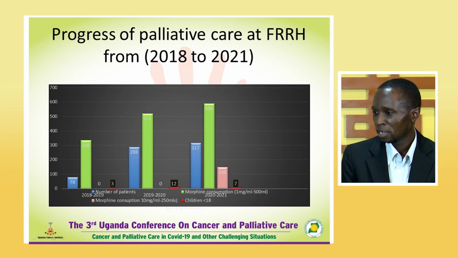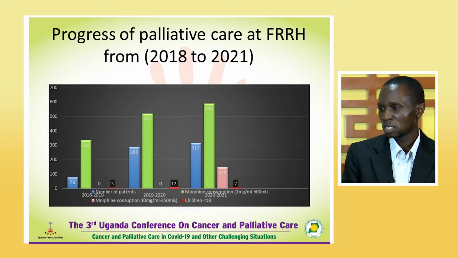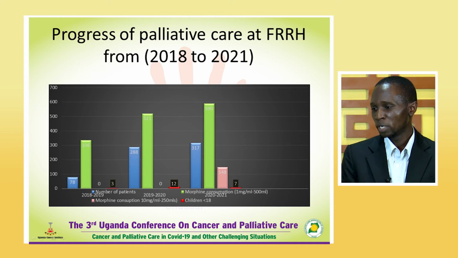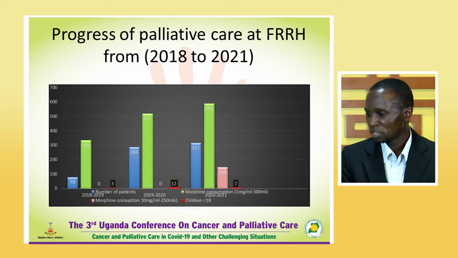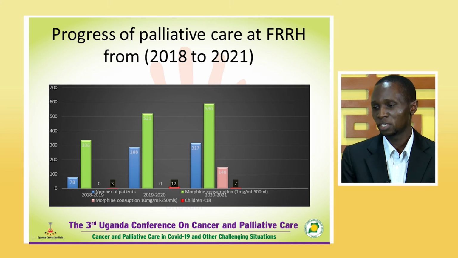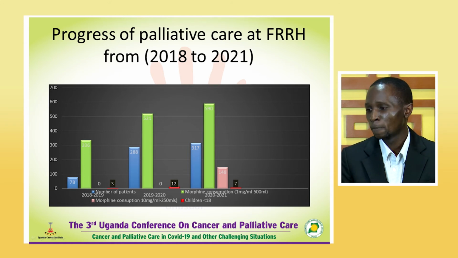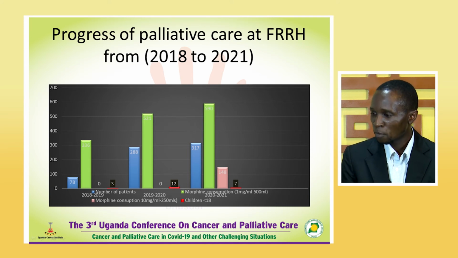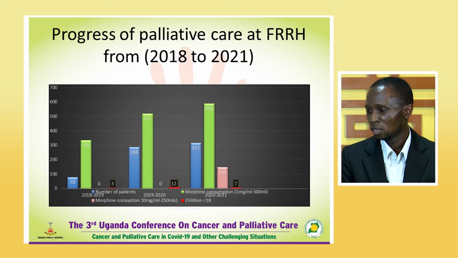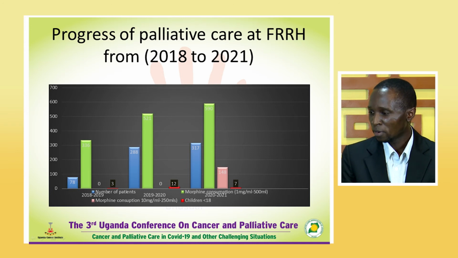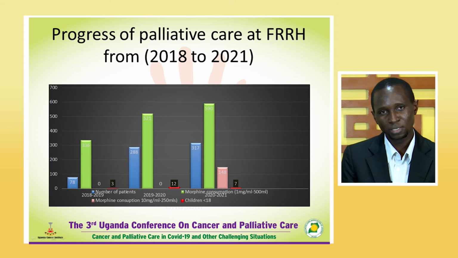This slide is showing a graph of some of the data that we have been collecting from 2018 to 2019. The graph in blue represents the number of patients that we have been seeing that have been receiving specialist palliative care, patients who have been attended to by a specialist palliative care provider. And then the graph in green represents the amount of green morphine that has been consumed. The graph in pink represents the pink morphine that has been consumed. And the graph in red represents the number of children who have accessed specialist palliative care at Fort Portal Referral Hospital.